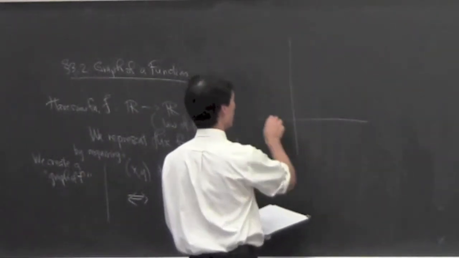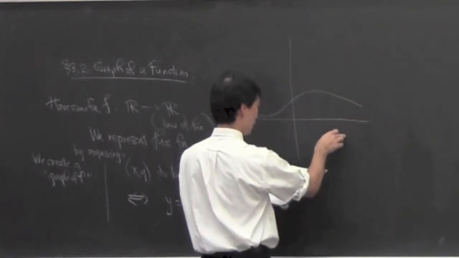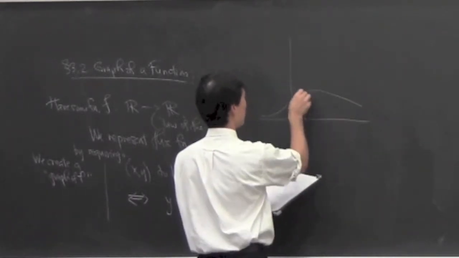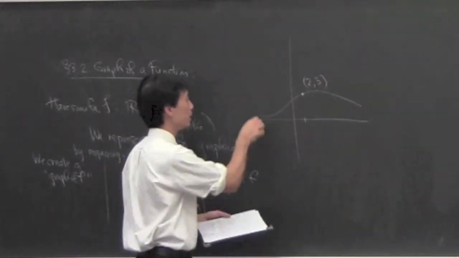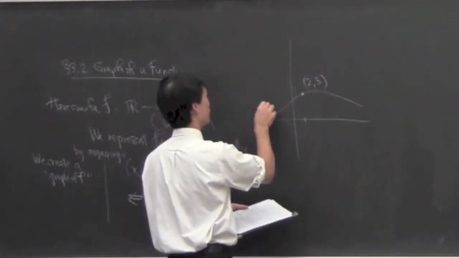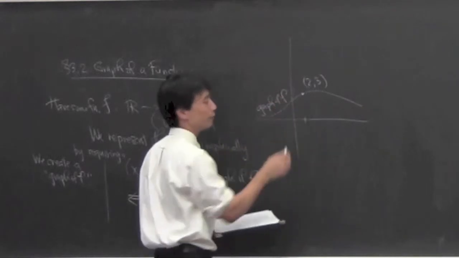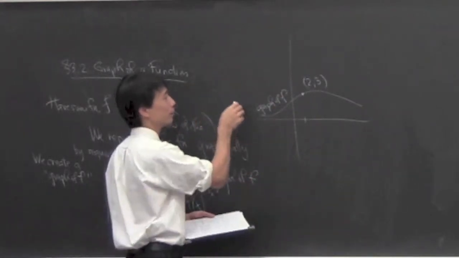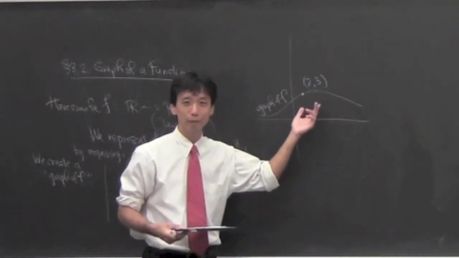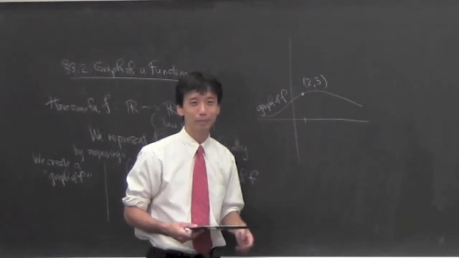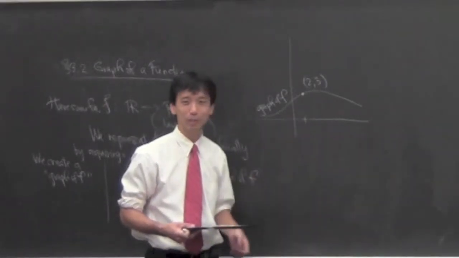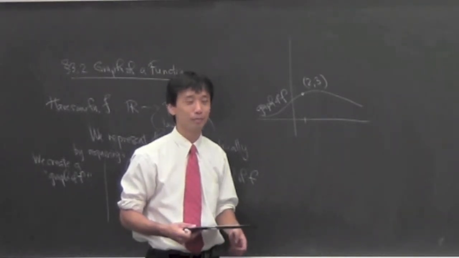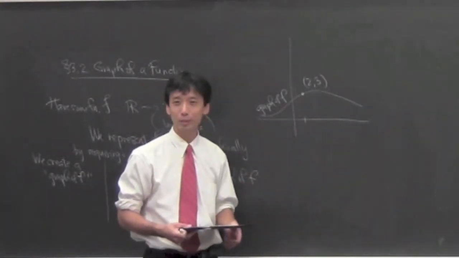So, just to be kind of silly, if I have the point 2, 3, let's say that this is the graph of some function f, and let's say that 2, 3 is on the graph. What does that tell you? What does that tell you about the function?